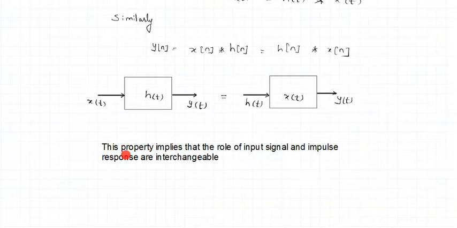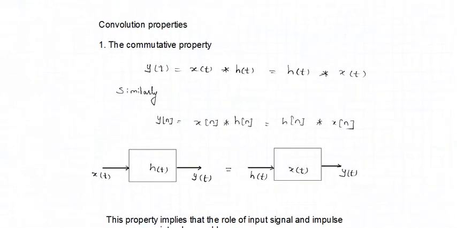So we can say that this property implies that the roles of input signal and impulse response are interchangeable. So if you interchange this, if x(t) is input and h(t) is impulse response, or if h(t) is input and x(t) represents impulse response, your y(t) remains the same. This property is called the commutative property.